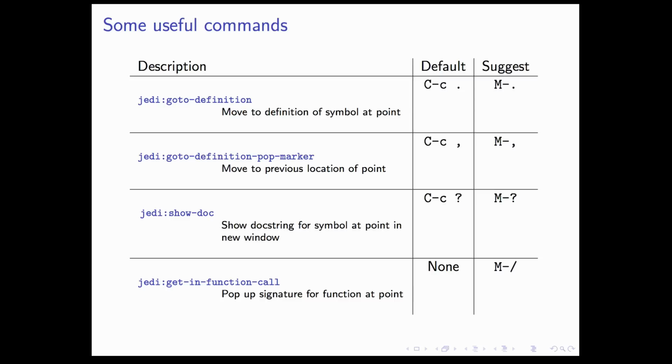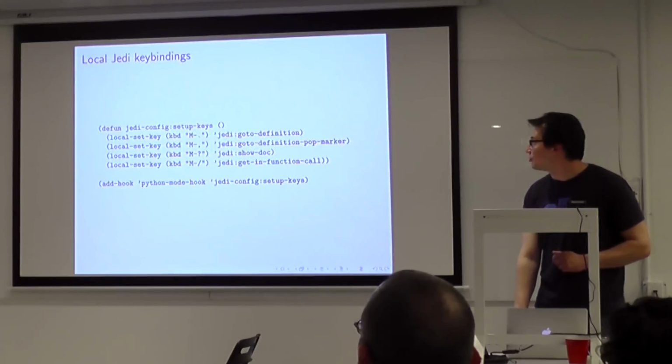To jump, you use the Jedi go to definition, which is great for quickly navigating. The Jedi go to definition pop marker command takes you back to where you were before. That's how we got very quickly back to where we started when we did our little navigation through the project. And then the show docstring command is about what you think. Shows a docstring in a special buffer. And then this Jedi get in function call thing, that's what pops up the function signature when you're between parentheses for a function call. And I find that handy sometimes. And it's actually not bound by default.